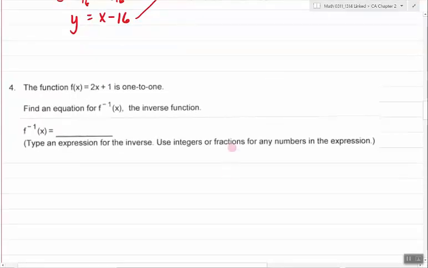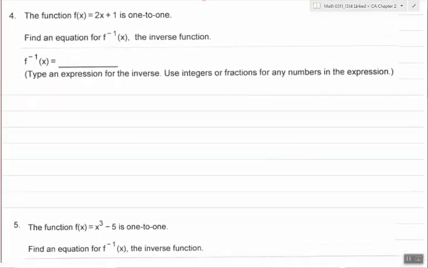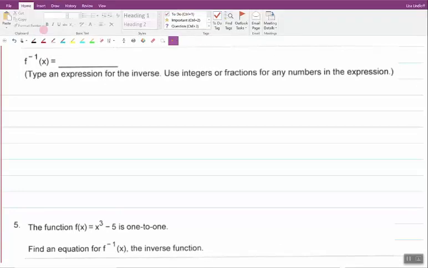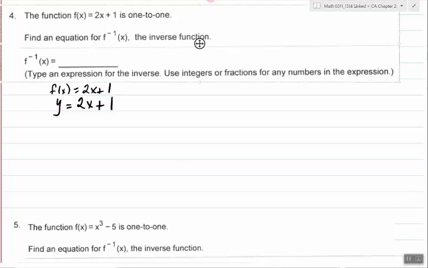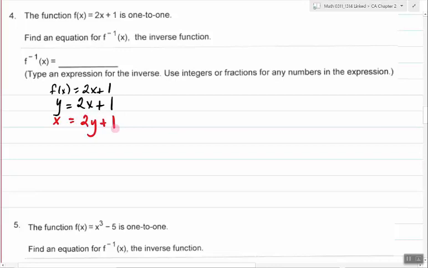Let's look at number 4. Back to black ink. I have the one-to-one function 2x plus 1. So I have taken, and I guess I skipped a step, I've got f of x is equal to 2x plus 1. Change f of x into y. Now it is the next step when you interchange: x is equal to 2y plus 1.